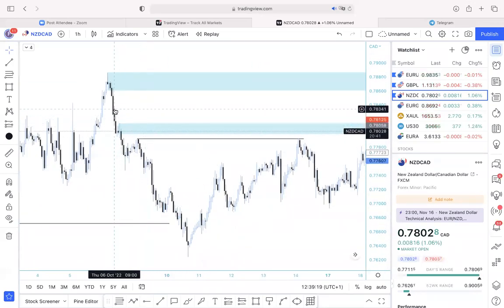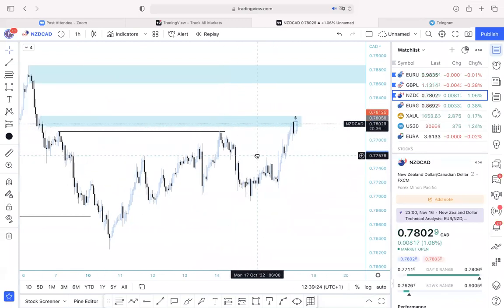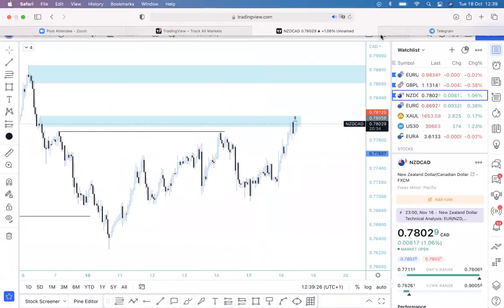Now, there are also some hidden supplies right here, but the key stays on lower time frames for these setups today.